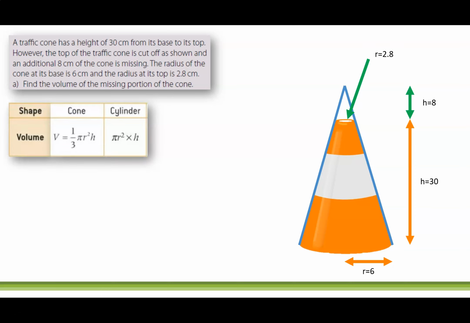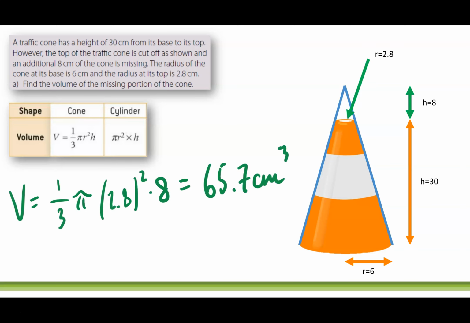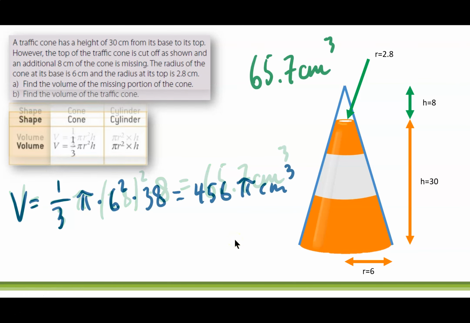The volume of a cylinder is that, and the volume of a cone is 1/3 that of a cylinder. Now I'm going to take a little shape here. 1/3. So this is the conical part at the top here, whose height is 8 and whose radius is 2.8, and that gives me a volume of 65.7. I'm going to store that information at the side somewhere.